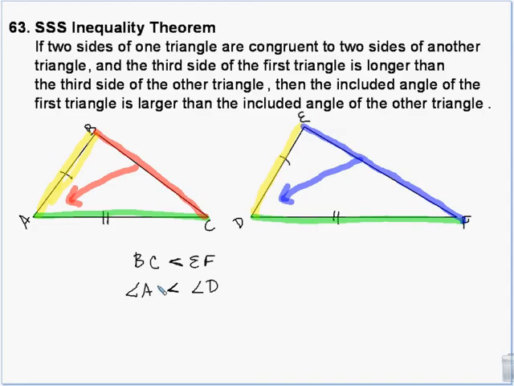So basically the same idea. It's just before we had one angle was bigger than the other, so that affected the sides. Now we have the side is bigger than the other, so that affects the angles. It's just going backwards like we did on the last theorems.